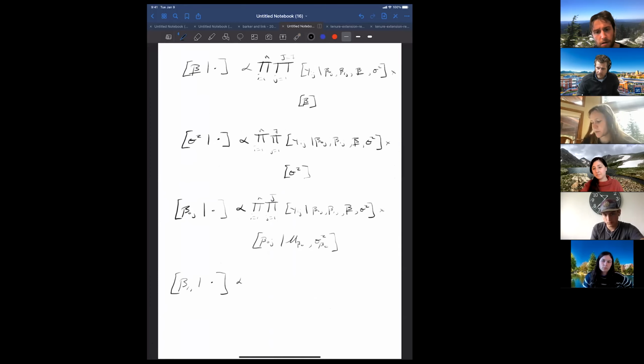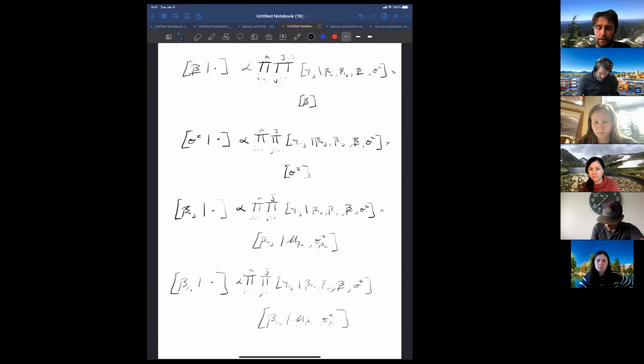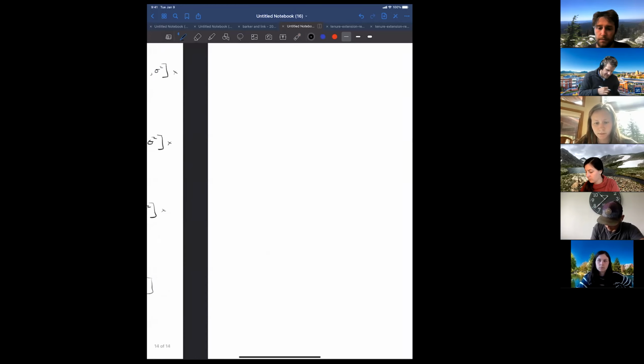That's proportional to both of the product signs for I and J. And then the data given beta 0J, beta 1J, the rest of the betas, and sigma squared. And then beta 1J given mu beta 1 and sigma squared beta 1. Yep. Okay. All right, what do we have left?